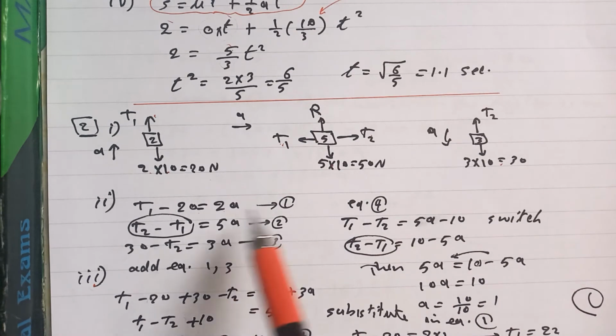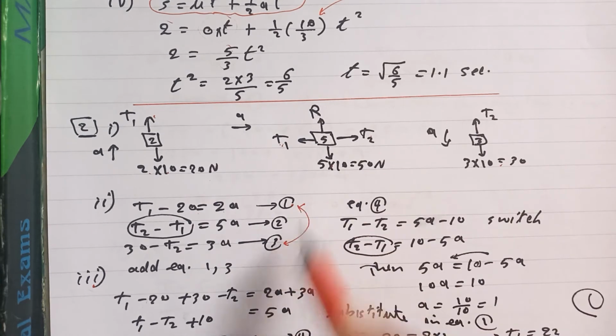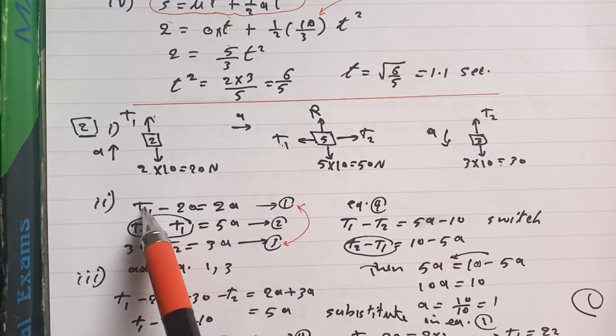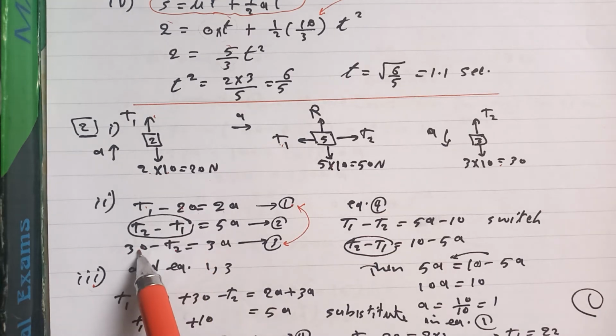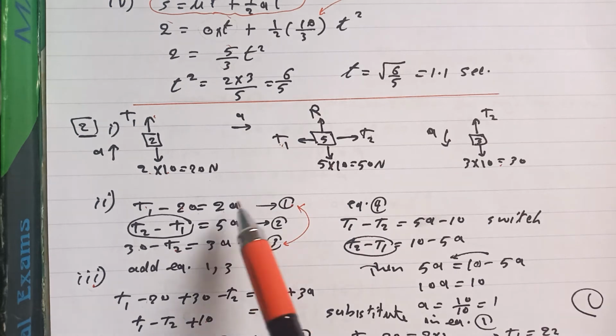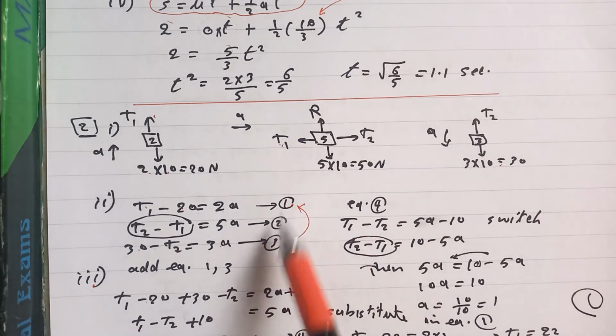If you add equation number 1 and 3, look at this. T1 minus T2 equals negative 20 plus 30, which is 10, equals 2A plus 3A, which is 5A. Look at this equation. It's coming from adding the equation 1 and 3. Then T1 minus T2 equals 5A. This is equation number 4.